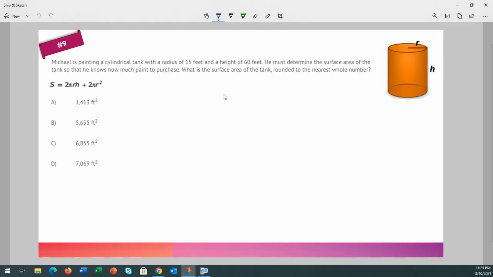All right, number 9. Ooh, word problem. Fun. All right, Michael is painting a cylindrical tank. So we got a cylinder. Very nice. With a radius of 15 feet and a height of 60. That sounds like what we need. That's good. He must determine the surface area of the tank so he knows how much paint to purchase. That makes sense because if he's got to cover the whole thing, he needs the total surface area.